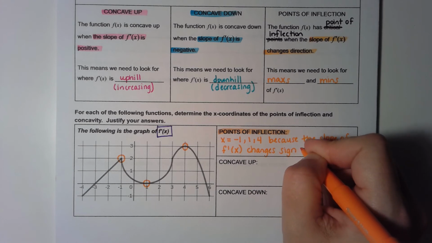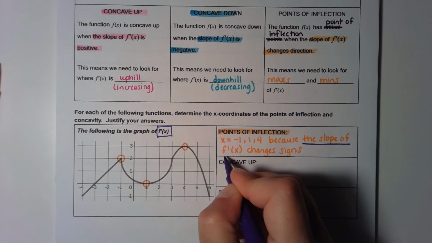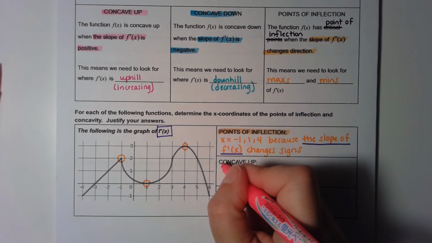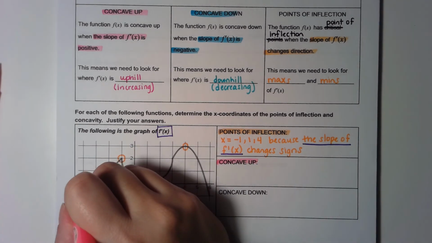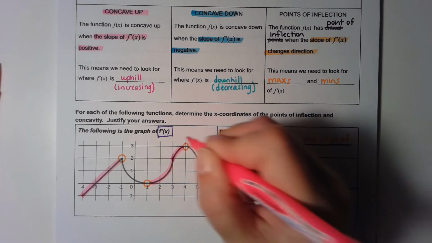Now you're going to notice that in all of these justifications, we're always going to refer to the slope of f prime of x, because the second derivative is the slope of the first derivative. So if we've got the first derivative to look at, then in order to analyze the second derivative, we need to look at the slope of what we've got. Concave up is going to be the portions of this graph that have a positive slope. So that would be this portion of the graph, as well as this portion of the graph right here.